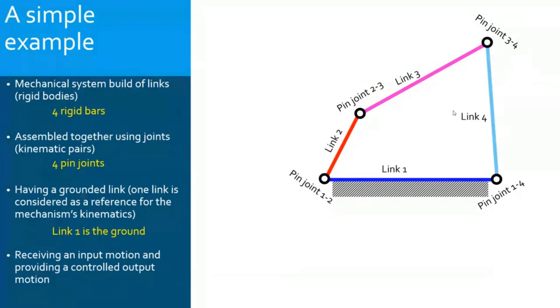Also, I insist this link is not necessarily static. For my kinematic study, I will assume that this link 1 is not moving. So I'm taking link 1 here as the ground, or as the reference for my kinematics. As link 1 is not moving, yes, the two pin points 1-2 and 1-4 will not also move. But they allow link 2 and link 4 to rotate relatively to link 1.